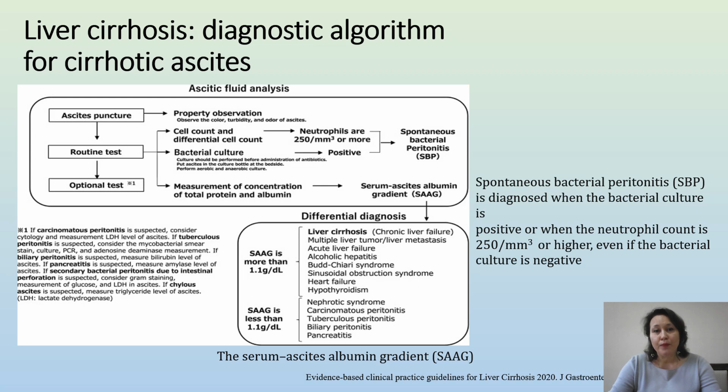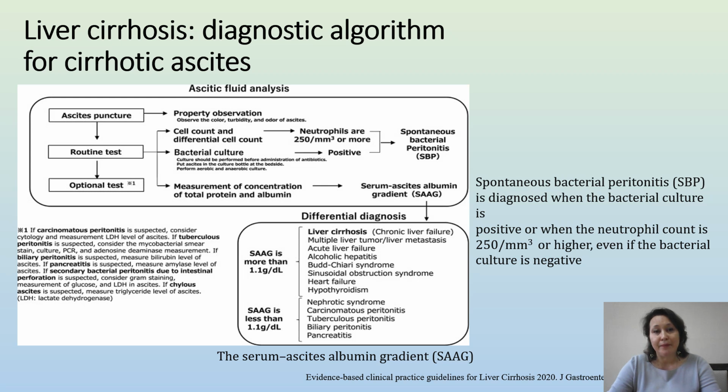What is necessary to do if a patient has ascites? For all patients we should analyze ascitic fluid. For it we need to do an ascites puncture, and we should do just simple routine tests. We measure the cell count in ascitic fluid. Normally, the amount of neutrophils should be less than 250 per millimeter, but if the patient has a cell count more than 250, we should suspect spontaneous bacterial peritonitis.